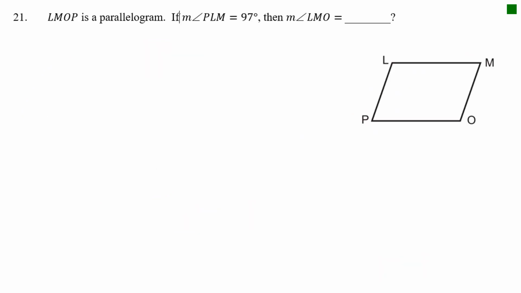Number 21, LMOP is a parallelogram. If the measure of angle PLM is 97 degrees, then the measure of angle LMO is equal to what? They give us angle PLM is 97. If we trace it in the exact order they give it to us, PLM, the one in the middle is actually L. So what they're really talking about is angle L, and they tell me that it's 97 degrees. They want us to find the measure of angle LMO. So again, tracing that in the exact order that we see.